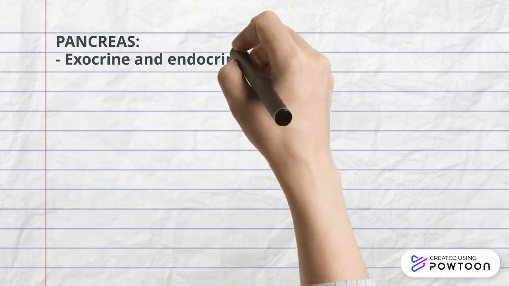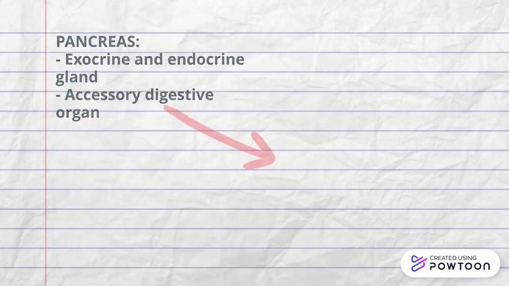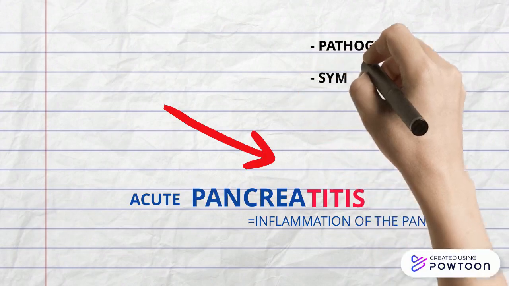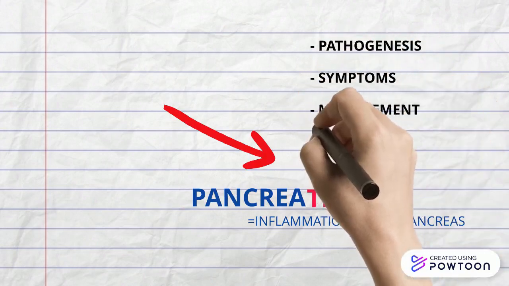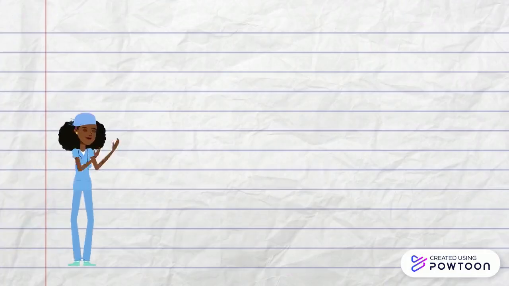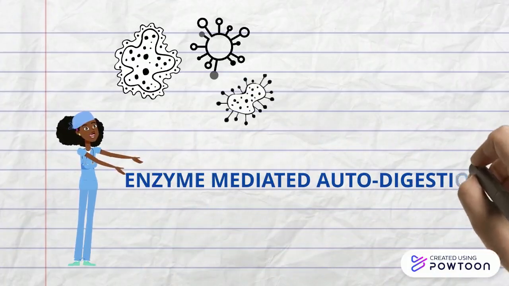Pancreatitis is the inflammation of the pancreas, an accessory digestive organ. It can be acute or chronic, lasting from a few days to many years, but today we'll discuss the pathogenesis, symptoms, management and treatment of acute pancreatitis. Pancreatitis is caused by a range of different factors, but all lead to the same outcome of enzyme-mediated autodigestion.